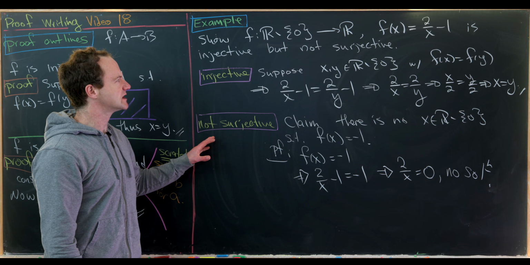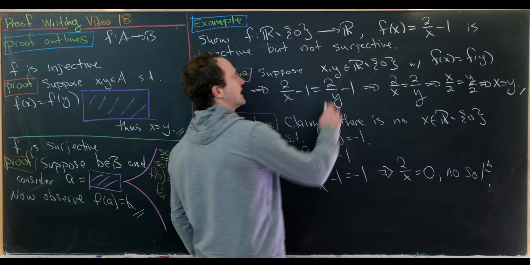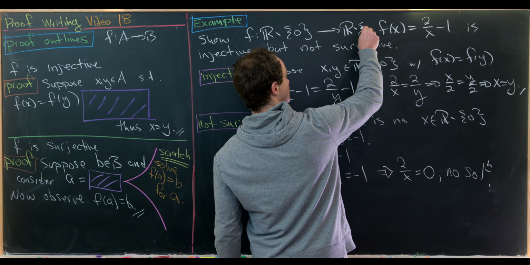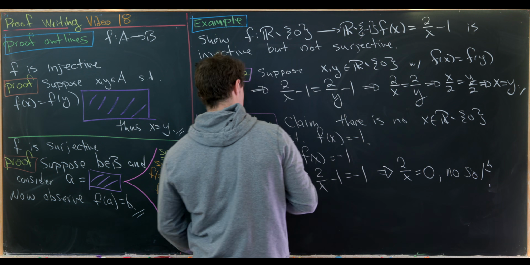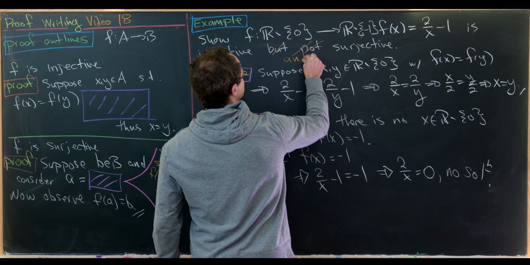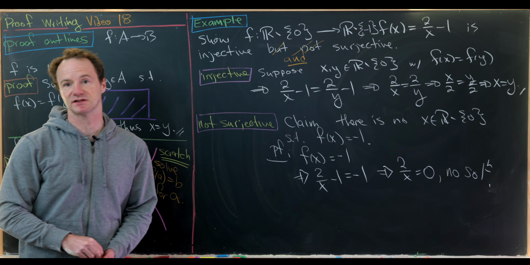Okay, so now let's maybe fix this and change this codomain from the real numbers to the real numbers minus -1, and now we'll show that it is surjective. So let's put an f here and we'll show that it is surjective.